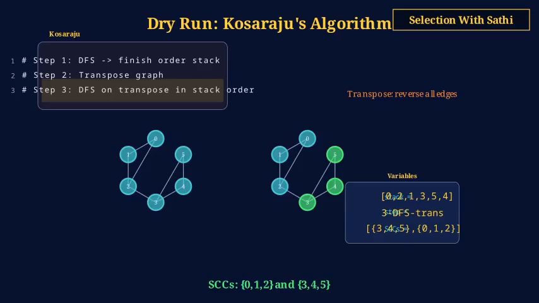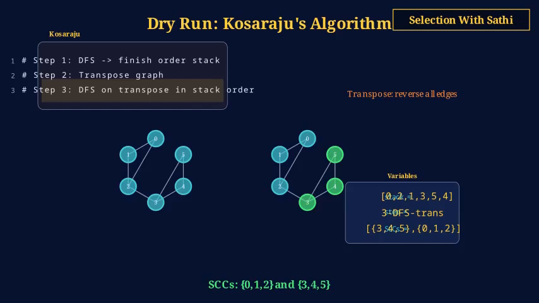Starting from 0, we visit 0, 1, 2, 3, 4, 5. Then from 6, we visit 6, 7. Stack fills by finish time. Step 2. Transpose. Reverse all edges. 1 to 0, 0 to 2, 3 to 2, and so on.